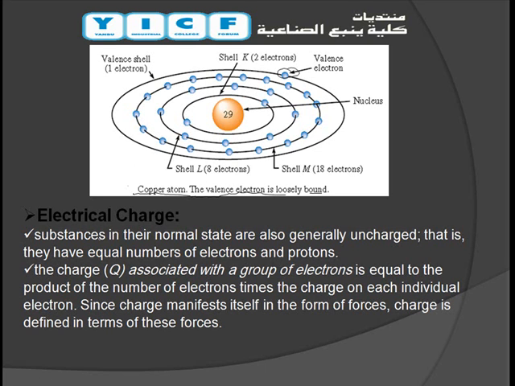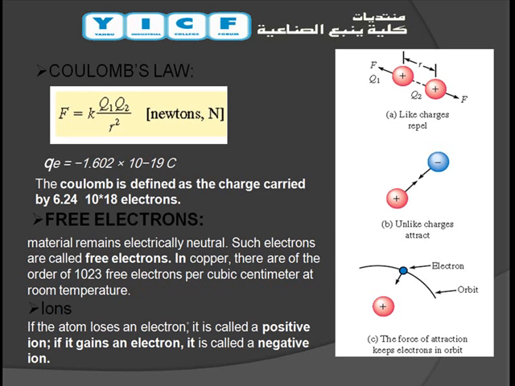Now we will talk about electrical charge. Substances in their normal state are also generally uncharged. That is, they have an equal number of electrons and protons. The charge, denoted by the symbol Q, associated with a group of electrons is equal to the product of the number of electrons times the charge on each individual electron. Since the charge manifests itself in the form of forces, charge is defined in terms of these forces, and this is what is known as Coulomb's law.